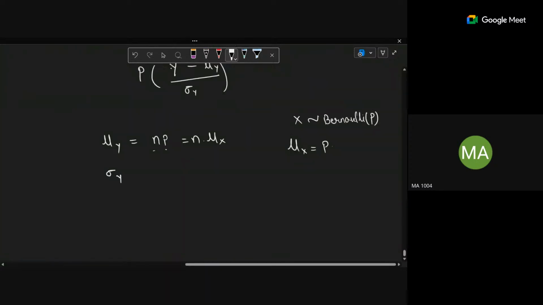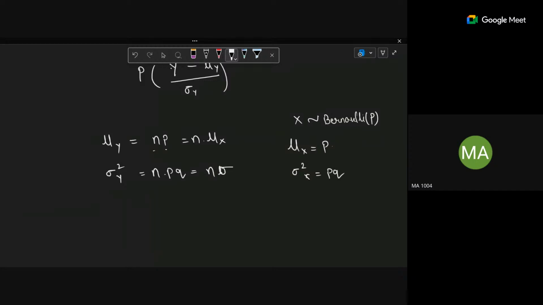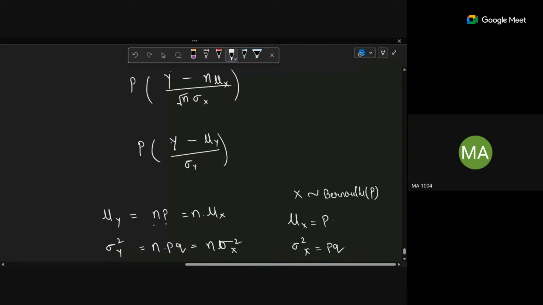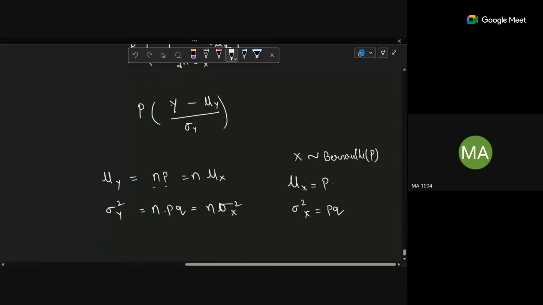And what about the variance of Y? It was n into p into q. Now remember the variance of X. What was it? p into q. So the variance of Y is n into the variance of X. Are you getting what I want to say? If you are using the mean and variance of X, then you have to take care of the n and square root n. But if you are directly calculating the mean and variance of Y, then no need. Directly use the values of mean of Y and variance of Y. So they are the same.